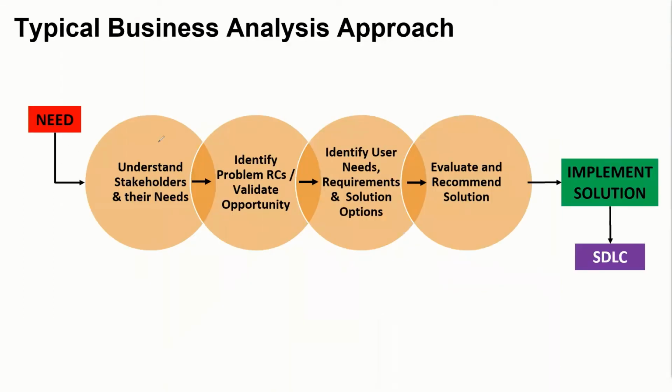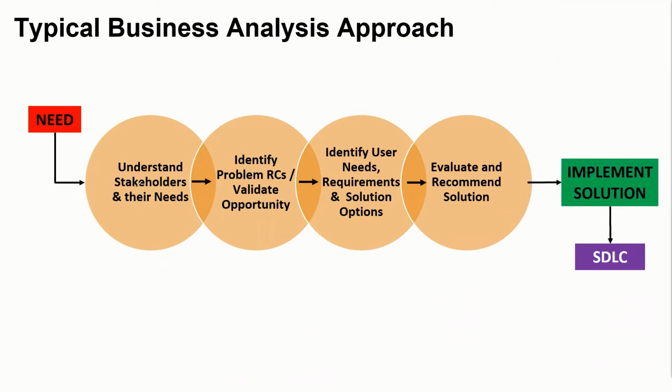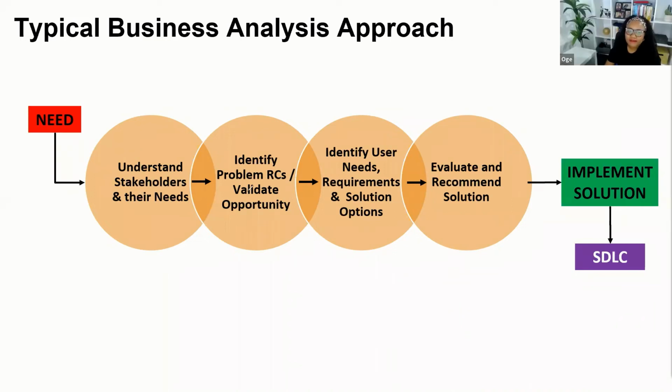Okay, let's look at the typical business analysis approach. Again, as a business analysis professional, you do different things. Nothing is cast in stone, but you need to sit down and think of what your goal is and how to achieve it. So this is a typical business analysis approach. It is not what you should use all the time, but it's typical. First of all, you need to understand the need, right? There's a need that triggers the business analysis work to happen. You need to understand your stakeholders and what their needs are. You need to identify the root problem.